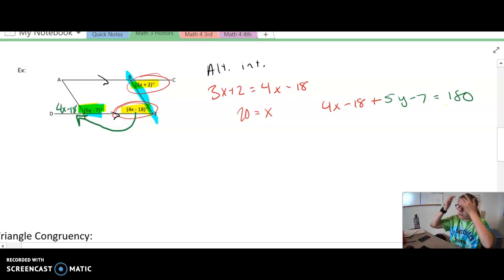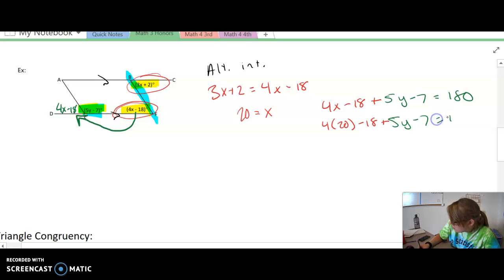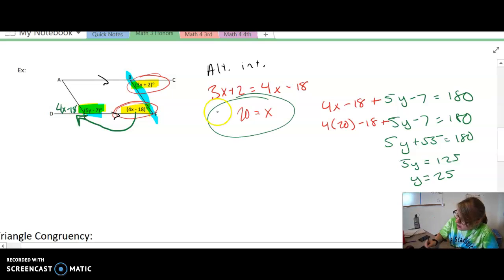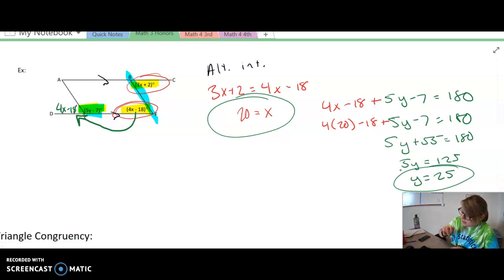You're probably thinking, Miss Smith, there are two variables. How are we going to do this? Well, we know what x equals. We said that x equals 20. So now we can plug it in and we have this whole new equation. And now we can easily solve for y. So now I want you to pause your video here and solve for y. It's basic algebra. I believe you can do it. Alright, so if you correctly solved for y, you would have gotten that y equals 25. So we have x and y, and if I asked you to find those angles, those exact measures, you'd be able to. All you have to do is plug them back in.